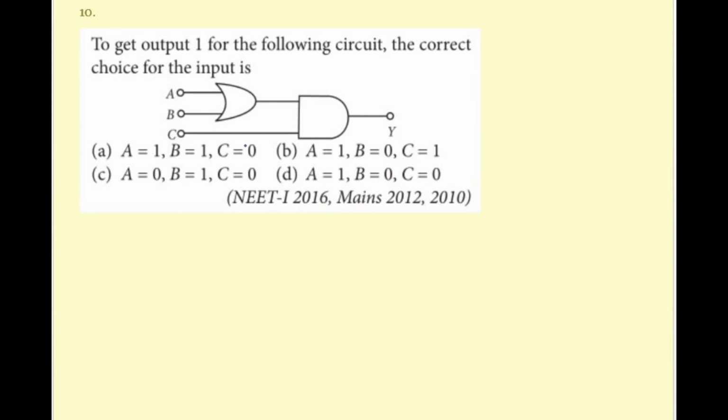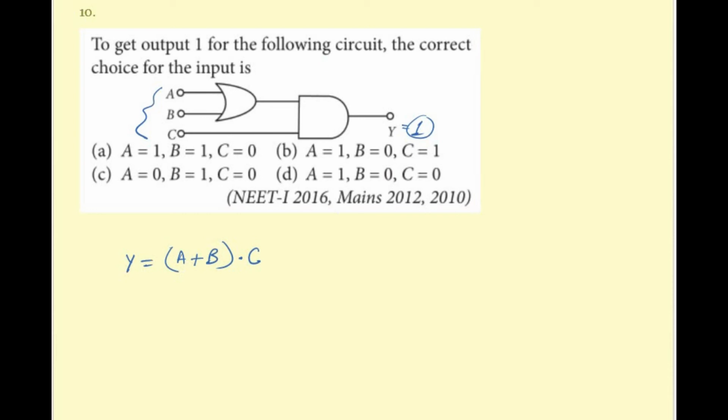In this question it has asked what will be the choice of A, B, C to make Y equal to 1, that is output equal to 1. So here ABC is given, let us write the Boolean expression of Y. Y is equal to, it is the OR gate, so A or B, and C is attached with A or B with an AND gate, and it is C.